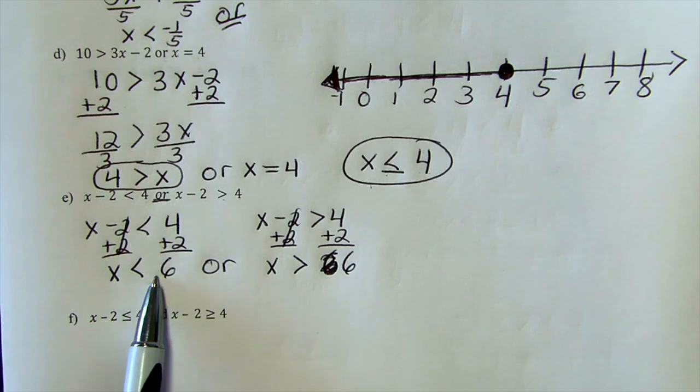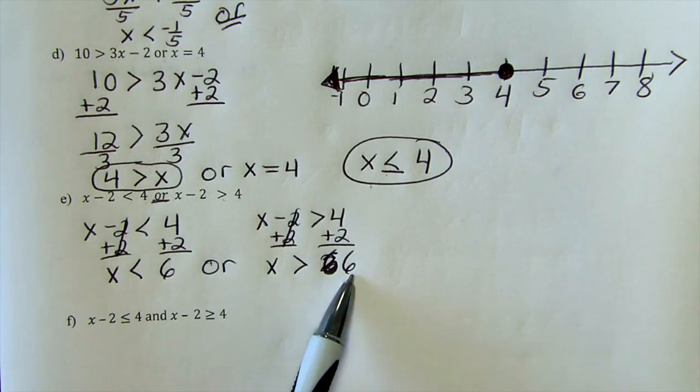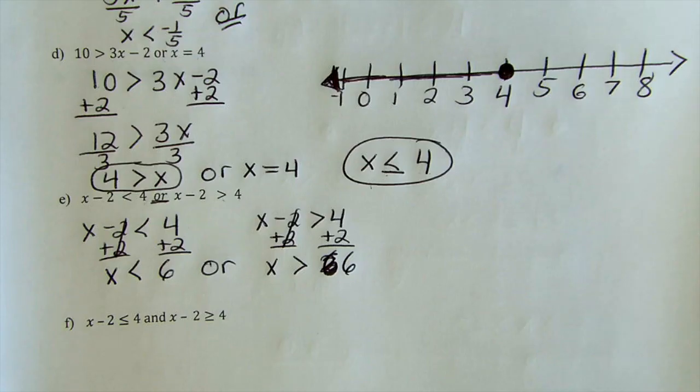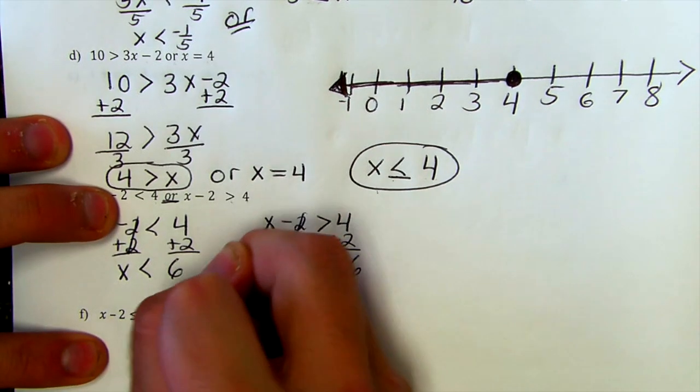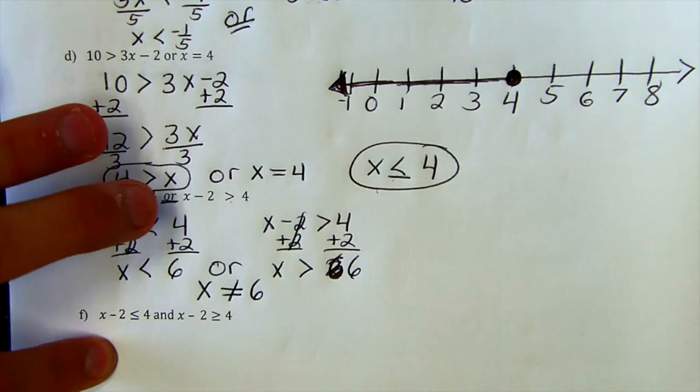And if we look at this, we have x is less than 6, or x could be greater than 6, but x can never be equal to 6. So basically what this is saying, it's the same thing as just saying that x is not equal to 6.